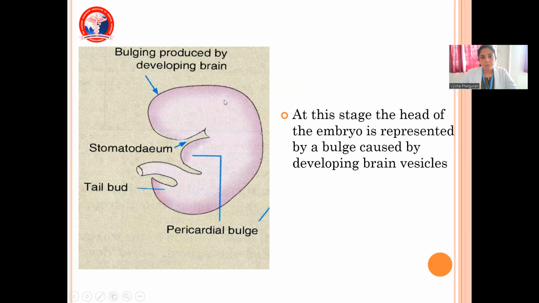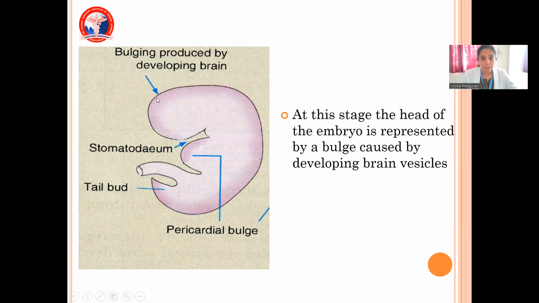So at this stage, the head of the embryo is represented by a bulge caused by developing brain vesicles. This is how, after the head end and tail end folding, the embryo is represented. You will have some bulges here and there. The cranial end bulge is the bulge produced by the developing brain, whereas ventrally, right now at this stage, this embryo represents the pericardial cavity bulge over here.